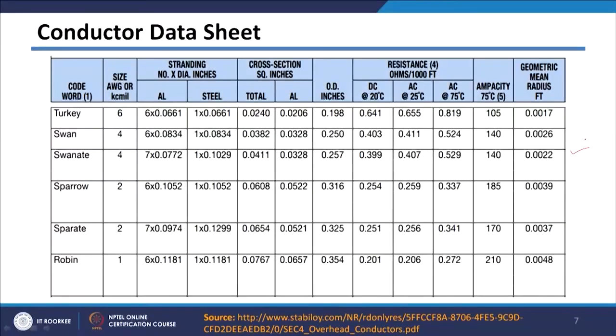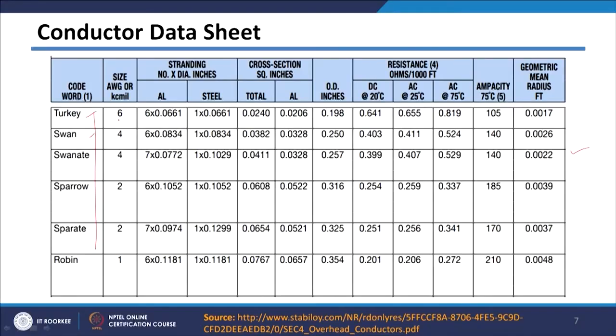for different strands. However, generally data sheets of all these types of conductor, that is ACSR or AAC or AAAC, will be available, and data sheets will be giving you a lot of data. So, one of the data sheets I have shown here, where this first column shows the code word for the conductor, and these code words are generally given the names of birds or animals. So, these are the code words of your conductor, and then required data of each conductor is given here.